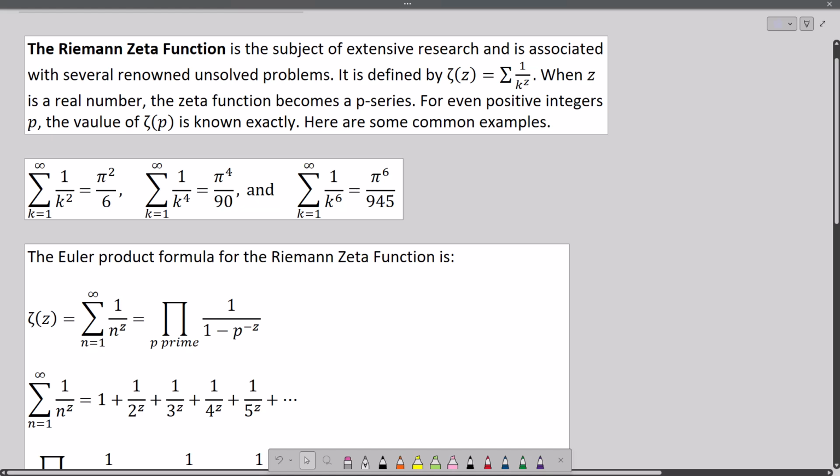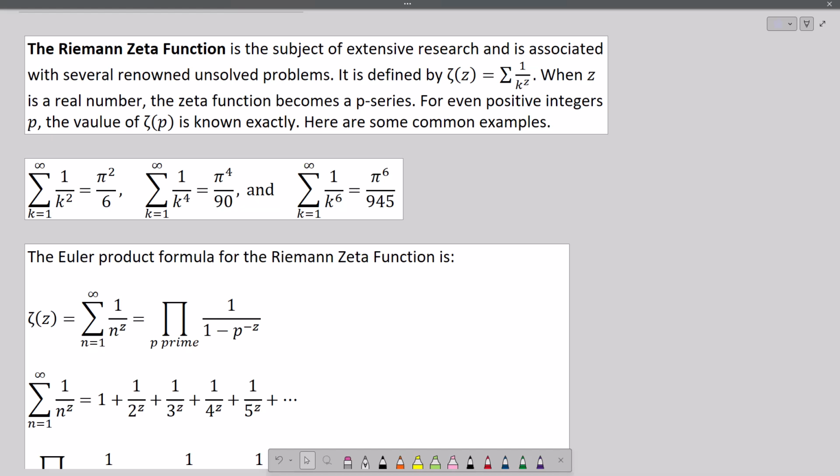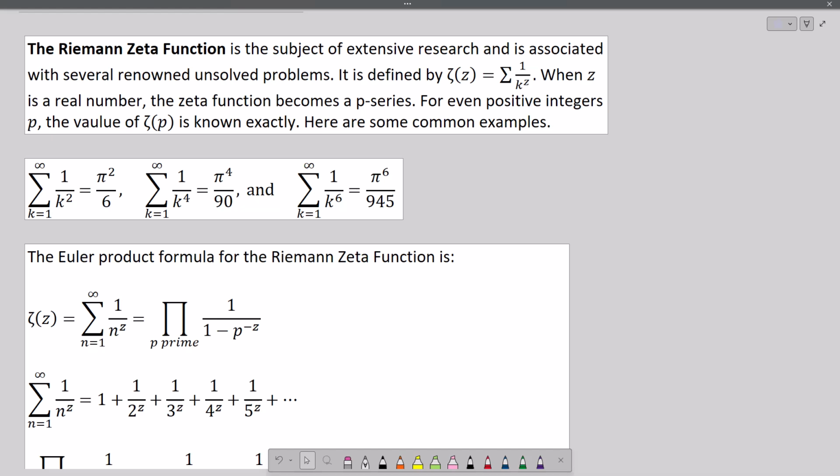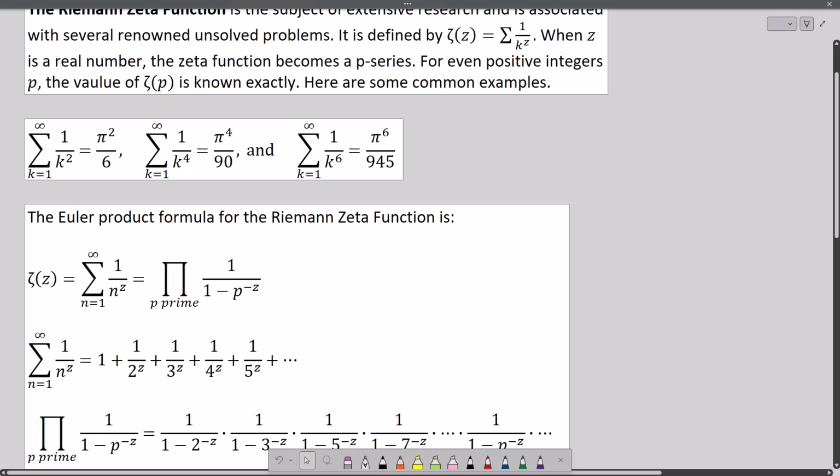So if we focus on when that z value, that exponent, is a real number, it's going to be a p-series. So like 1 over k to the whatever, 1.1, 1.5, 10, 12, whatever. Then it's going to be a p-series. If you have a positive even integer, you get some of these known series. And you can find the value of these series. It's not easy, but you can find the values of these. So the first one, the infinite series of the reciprocal squares, adds up to pi squared over 6.